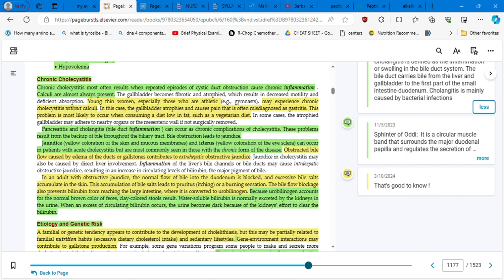Cholecystitis. Young thin women, especially those who are athletic, pay attention to this because this is very important, especially with all these new diets going on right now. Young thin women, especially those who are athletic, may experience chronic cholecystitis without calculi. Dr. Matalana, what is this? I don't understand. If these are athletic, they are healthy, they are not eating that much cholesterol, what's going on? In this case, the gallbladder atrophies and causes pain that is often misdiagnosed as gastritis. This problem is most likely to occur when consuming a diet low in fat, such as a vegetarian diet.